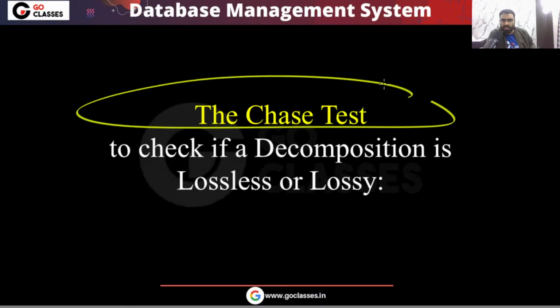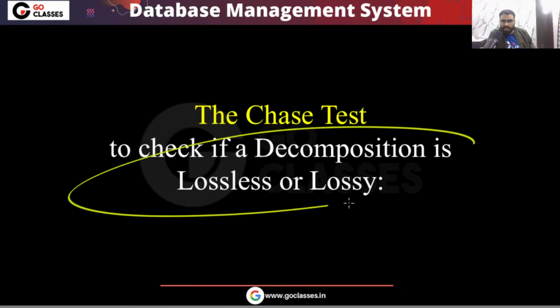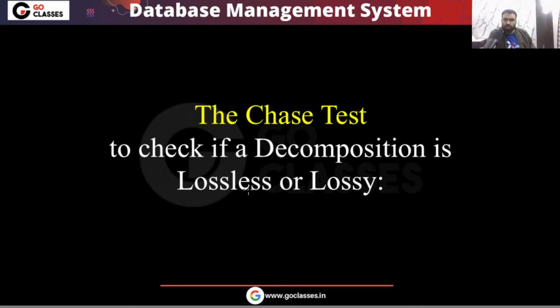So now we are going to study the chase test to check if a decomposition is lossless or lossy. One interesting thing about the chase test is that it is applicable for binary decomposition and also for non-binary decomposition. But remember, for binary decomposition you don't have to apply the chase test because there is already a very simple condition. You can simply find the set of common attributes, which must be a superkey in at least one of the decomposed relations. In this situation, we say the decomposition is lossless; otherwise, the decomposition is lossy.